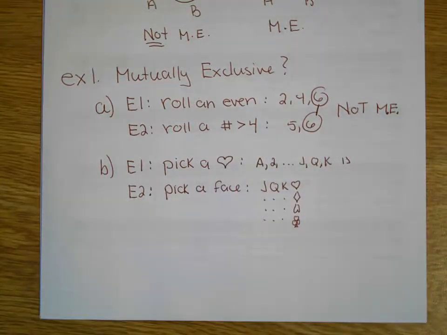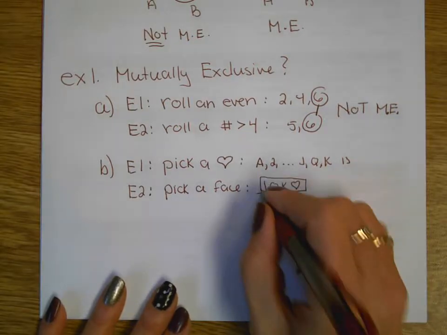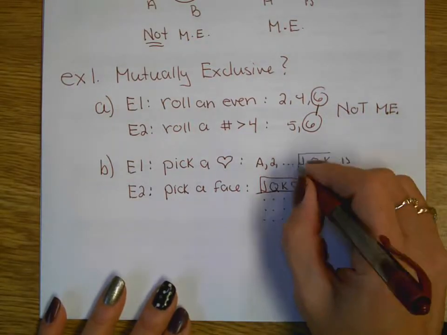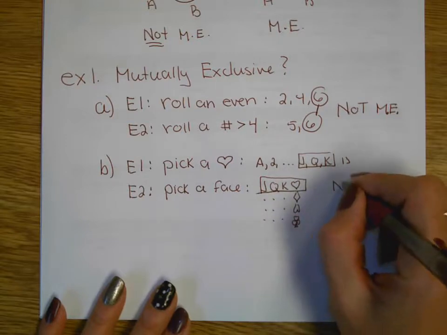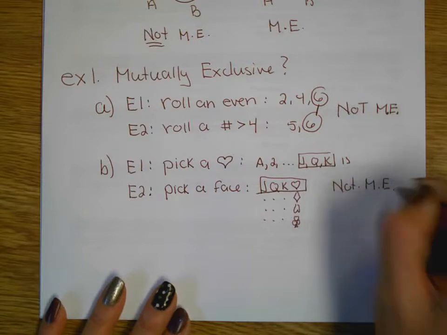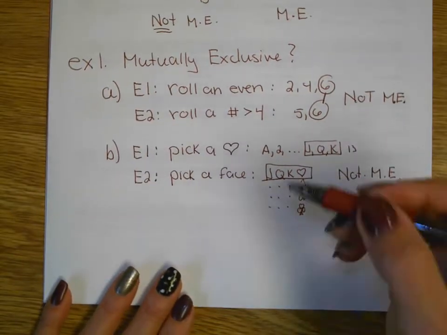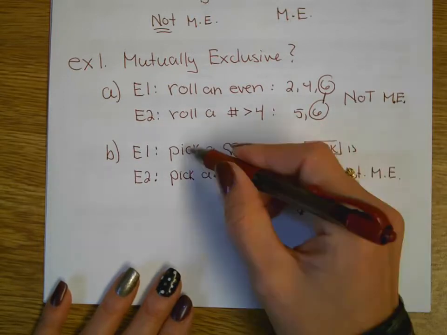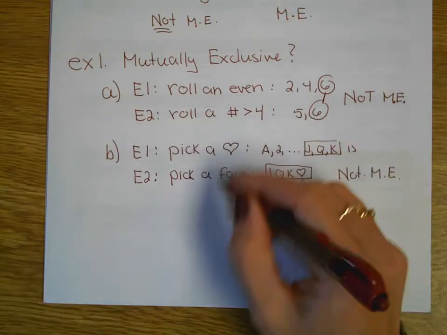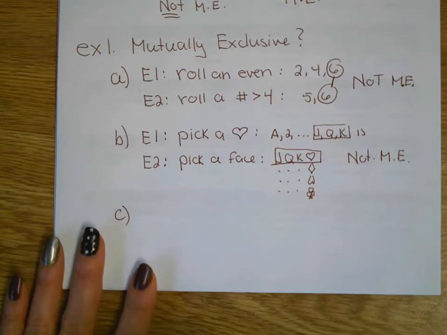So is there overlap here? Absolutely. The jack, queen, king of hearts are counted here as face cards, and they're counted here as hearts. So these are not mutually exclusive. So you're just asking yourself, can there be at least one outcome in both of these events? If you can find something in both that's the same, they are not mutually exclusive.